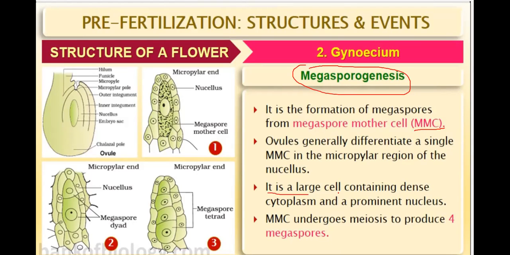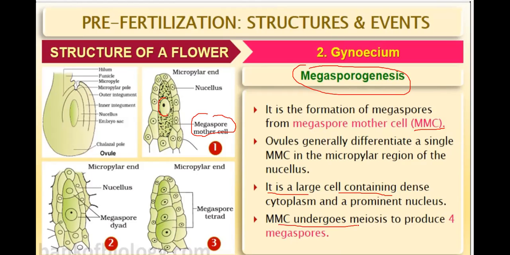It is a large cell containing dense cytoplasm and a prominent nucleus. So the megaspore mother cell is a large cell. This is the megaspore mother cell. It is a very large cell containing dense cytoplasm. If we compare with the neighboring cell, it is having what? Dense cytoplasm and a prominent nucleus. This nucleus is prominent, meaning a bigger nucleus.